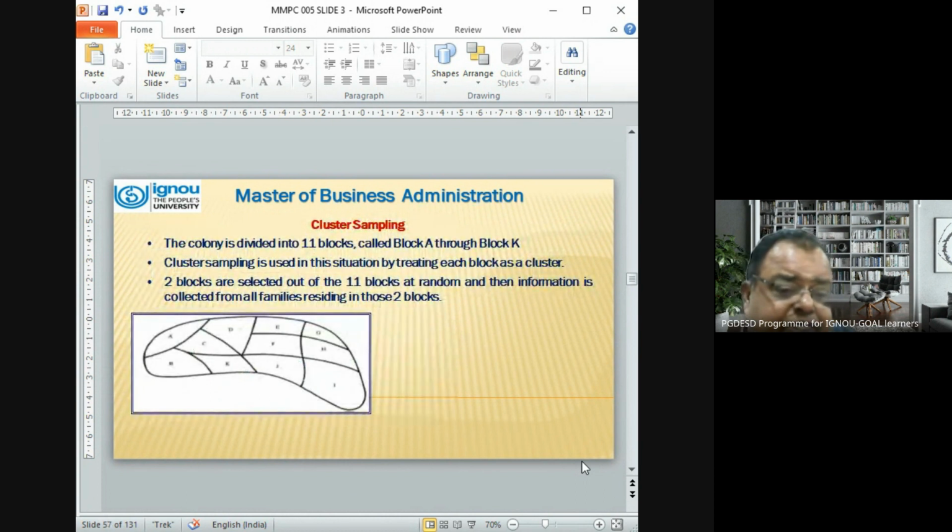Cluster sampling. The colony is divided into 11 blocks.